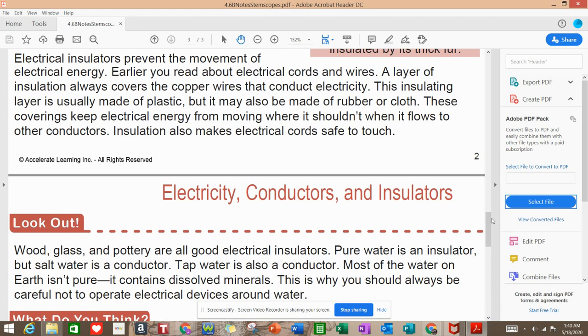Electrical insulators prevent the movement of electrical energy. Earlier you read about electrical cords and wires. A layer of insulation always covers the copper wires that conduct electricity. This insulating layer is usually made of plastic, but it may also be made of rubber or cloth. These coverings keep electrical energy from moving where it shouldn't when it flows to other conductors. Insulation also makes electrical cords safe to touch.